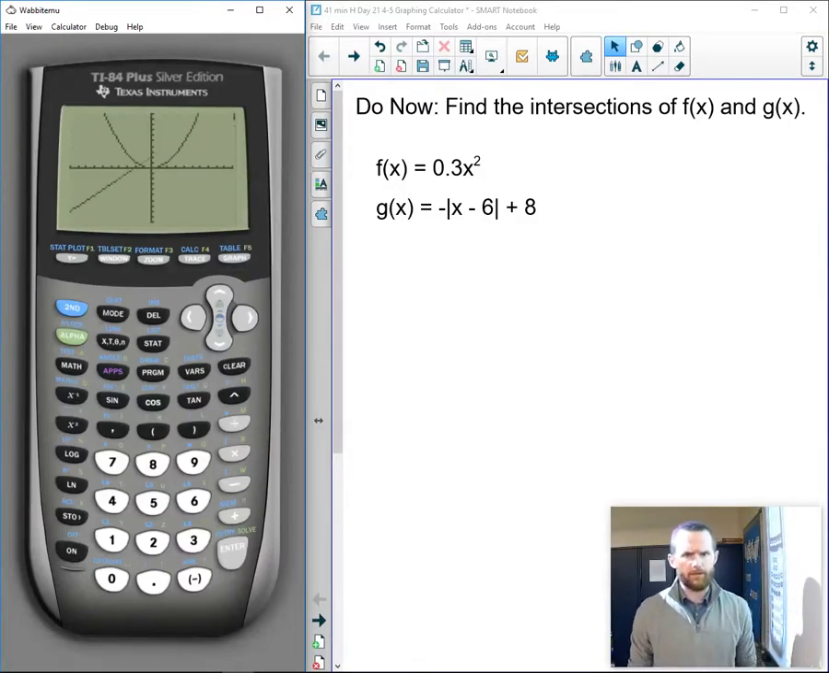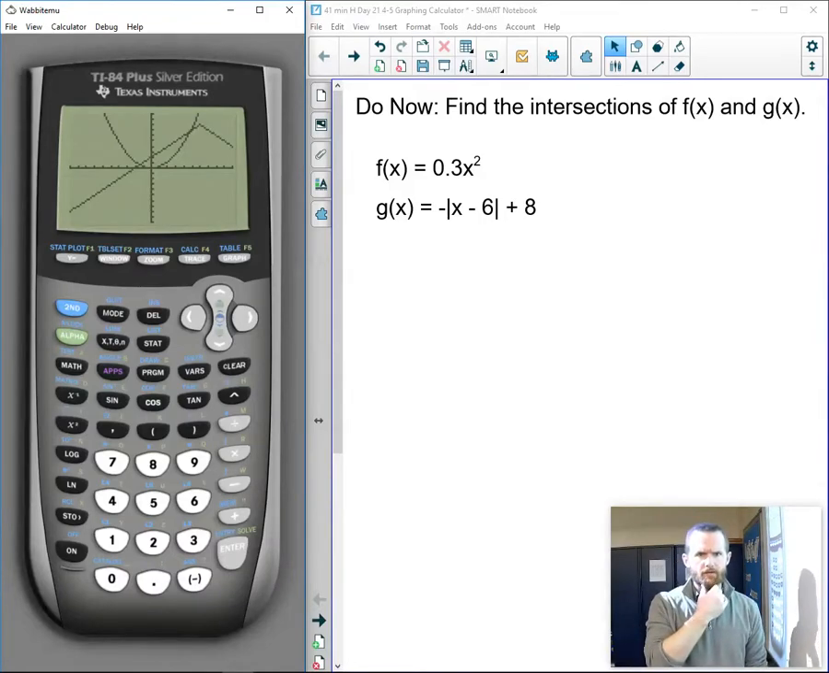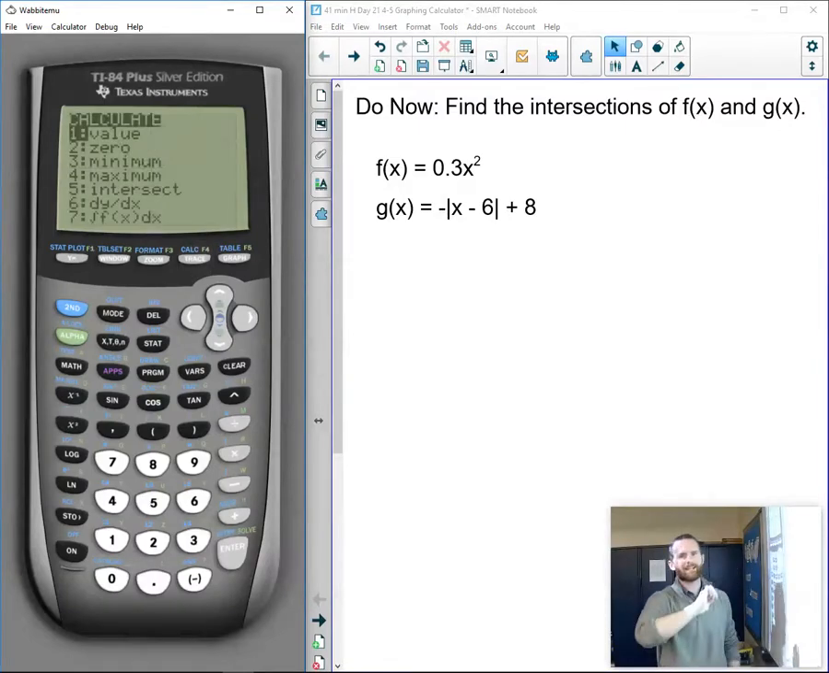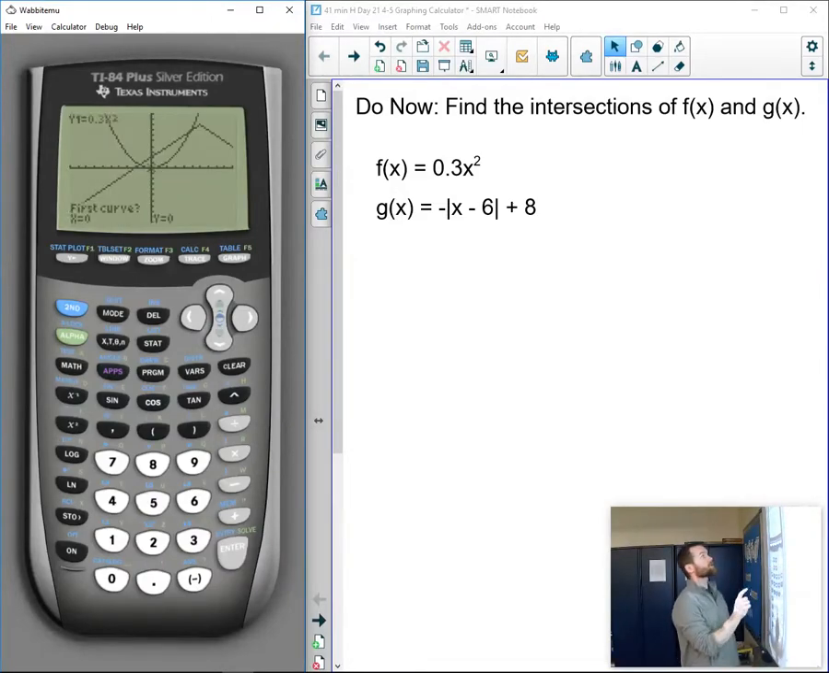There's our parabola, there's f of x, and there's the upside down V, the absolute value function for g of x. All right, now we have to find the intersection. Remember, whenever we're trying to find something on a graph, a good place to look is second calc. Second calc to get to the calculate menu. And we're looking for an intersection, which is number 5. You can go down and hit enter, or you can just hit 5 to get there a little bit quicker. Now it's asking us first curve, second curve, and guess, but all we have to do is move close to the intersection. That's the first one I'm going to find.